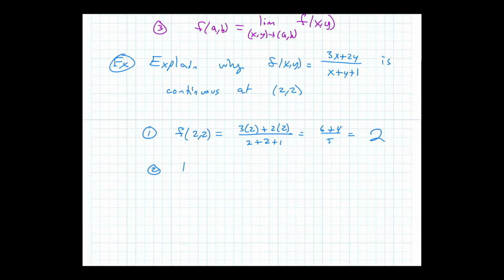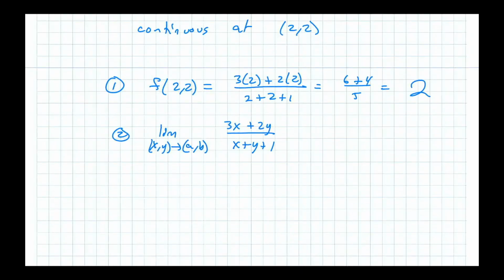Now, then you need to evaluate the limit. The limit as (x,y) approaches (a,b) of (3x + 2y)/(x + y + 1). Now, technically, the rules would allow you just to plug in the (a,b), where a and b are 2, 2. But that's cheating because that's using the definition of continuity when you plug that in. So you can't just plug it in.